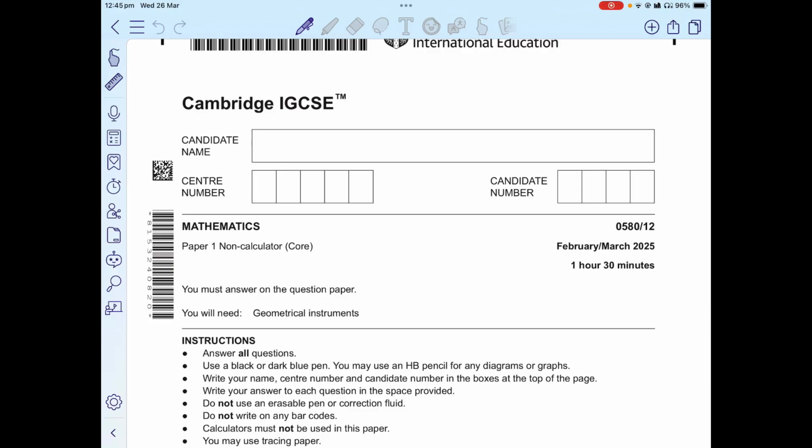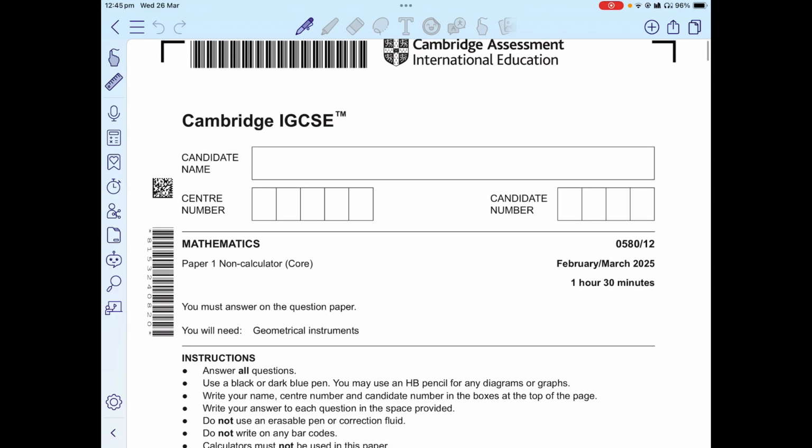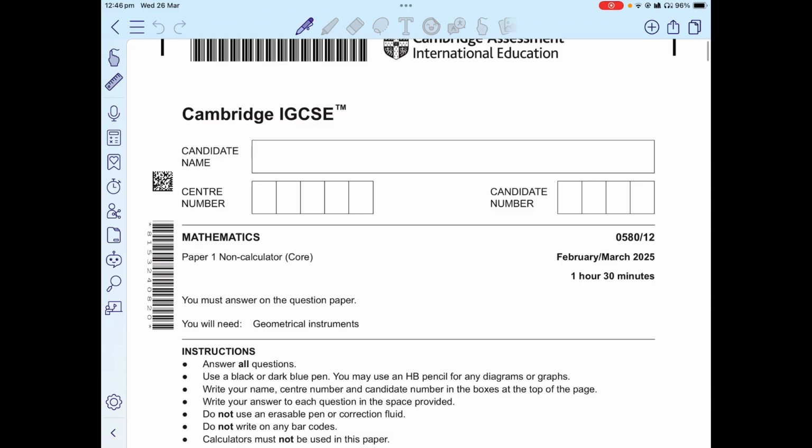First of all, you cannot use any calculators in this paper, so before we start the video, I would advise you to keep your calculators away. I'll be showing you how to do all the questions without the calculator.